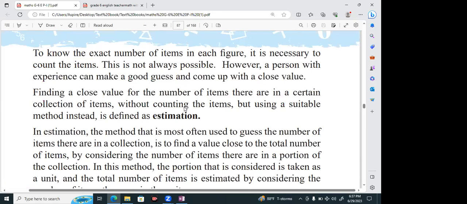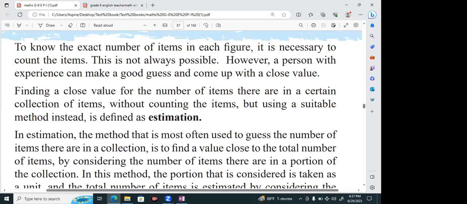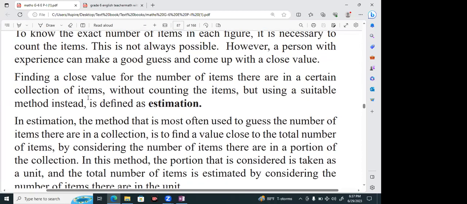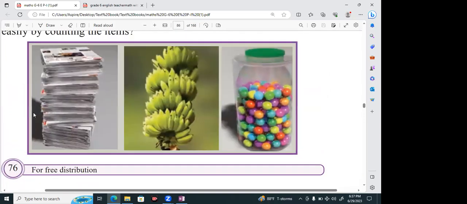Finding a close value for the number of items there are in a certain collection of items.